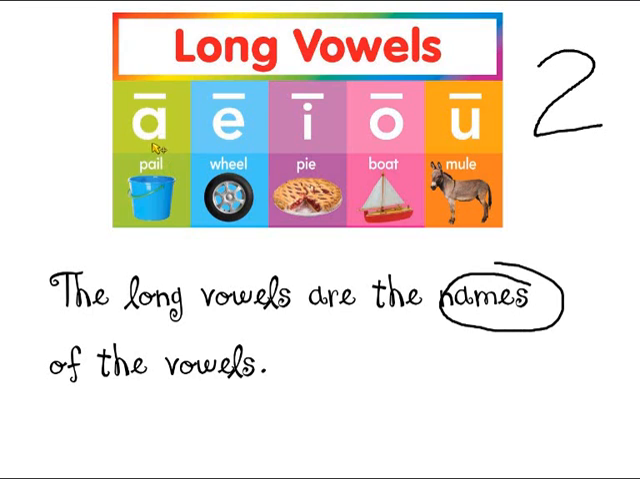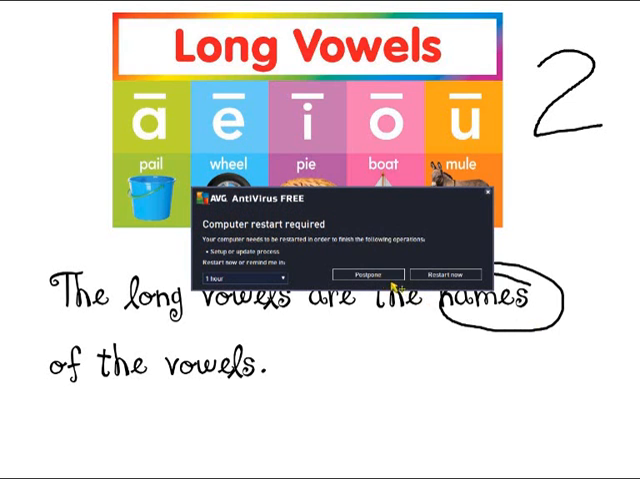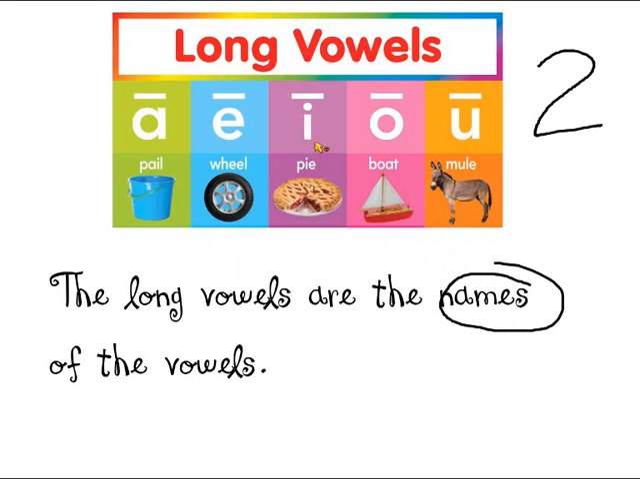Like, for example, this is the letter A. The name of this vowel is the long vowel, like in pale. If you know the name of the letter, this vowel is the E. So this is the long sound of the vowel E, like in wheel. Then we have this letter. What is the name of this vowel? I. Yes, like in pie.